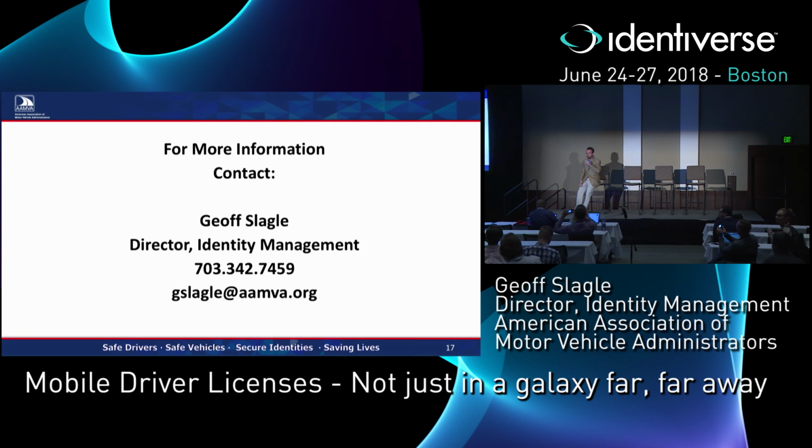Hey, Geoff, just a real quick question. We're looking at mobile driver's license, and what we're finding is, from an attribute standpoint, the ability to, I guess, check the status of the driver's license. Whether it's revoked, active, suspended. Have you looked at that? Is that part of your roadmap? It seems like a gap right now.